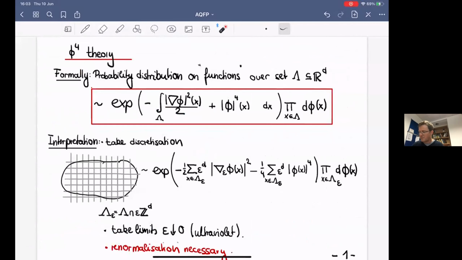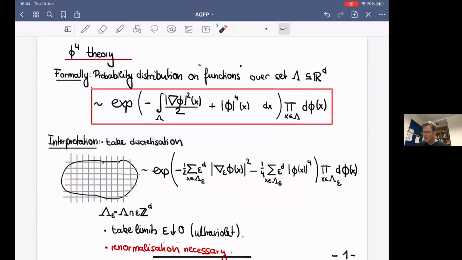In one way or another, I'm always going to speak about this phi to the fourth theory in the continuum, which is formally given by this expression. If you want to, you can view it as a Gibbs measure, with this Hamiltonian here, and then you have this formally infinite dimensional Lebesgue measure in the background. Of course, the way this has to be interpreted is that you take a lattice discretization. Here I have discretized my lattice, as you can see in the picture, and I take a suitable approximation of this expression up here, and then I pass to the ultraviolet limit as epsilon goes to 0.